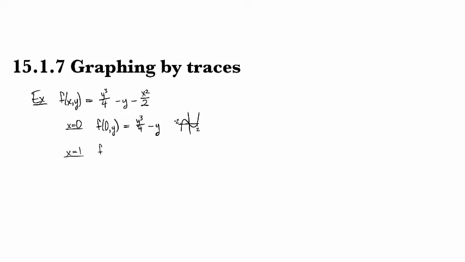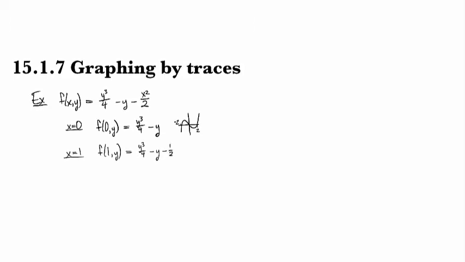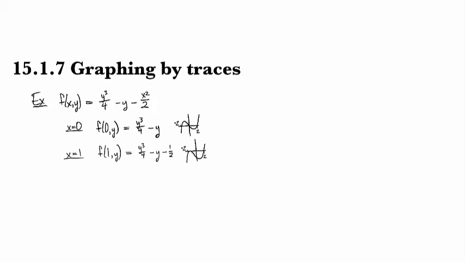So let's fix x equal to 1. And so now I've got y cubed over 4 minus y, and now minus a half. Okay, so that means I've got the same picture as before, except that now it's shifted down by a half. So I just slide it downward. There we go.